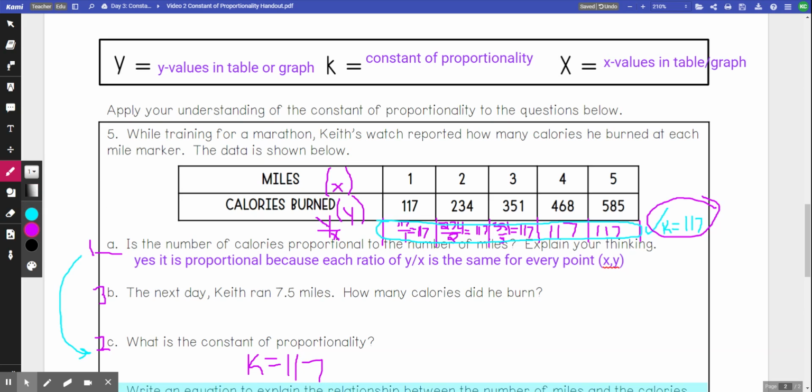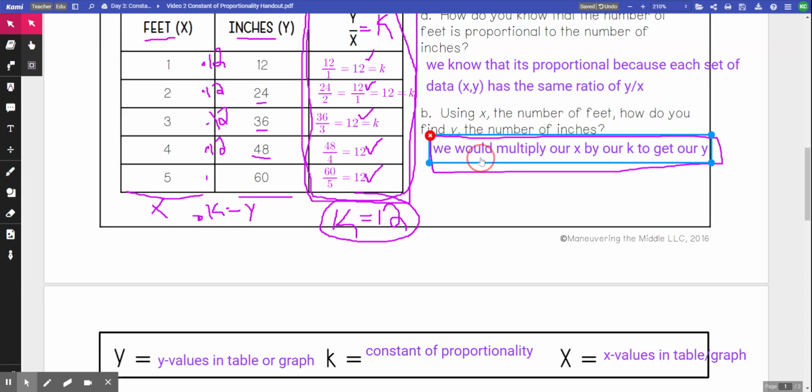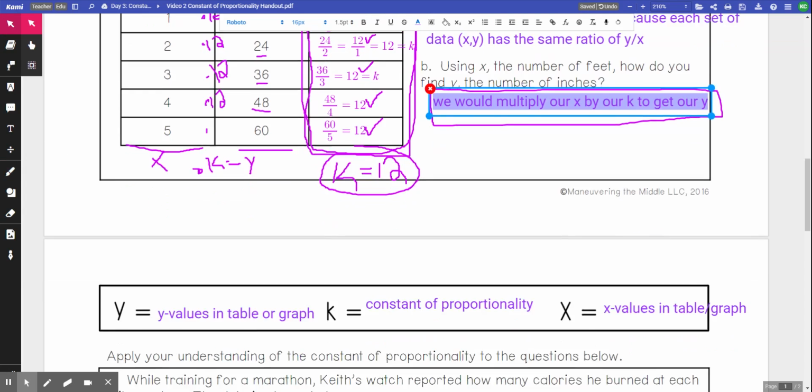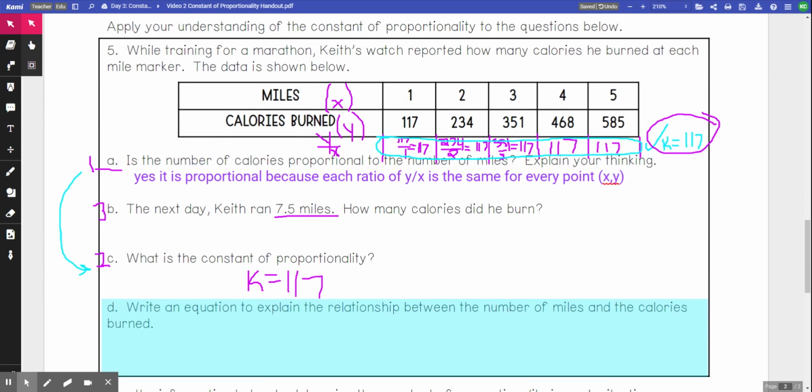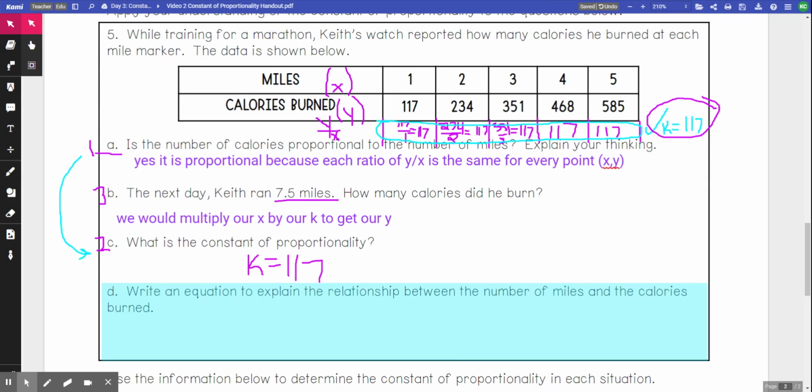Now part B says the next day, Keith ran 7.5 miles. How many calories did he burn? Let's think about what we set up here. We would multiply our x by our k to get our y. I'm going to grab that, and I'm going to copy it and bring it down here to help us with this one.